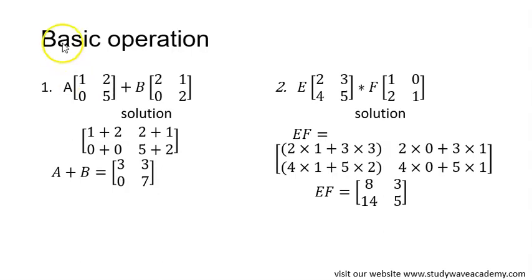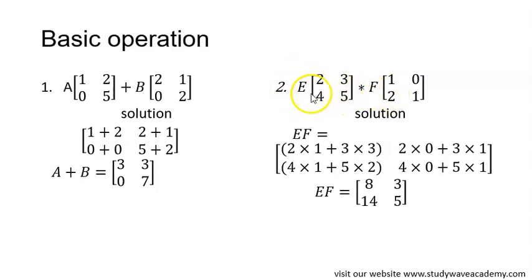Do you understand? If you were to subtract matrix A from matrix B, the same way we did addition, you do it like that. 1 minus 2 here, 2 minus 3, like that. 0 minus 0, 5 minus 2. That's how you do it, okay? Do you understand? So now in multiplication, this sign also represents multiplication.